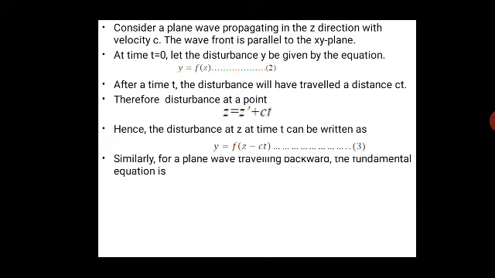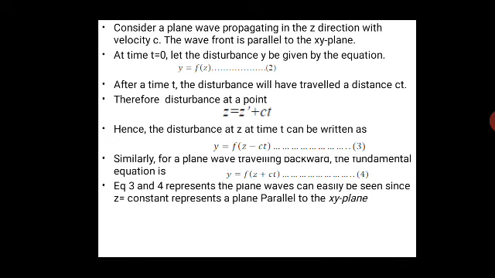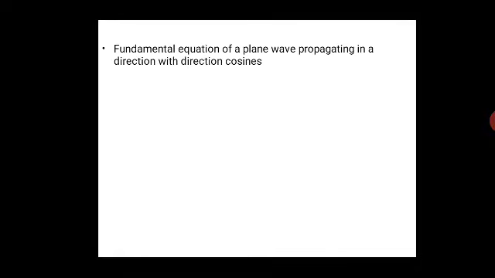Similarly, for a plane wave traveling backward, the fundamental equation can be written as y is equal to f of (z plus ct). Now equations 3 and 4 represent plane waves, since z equal to a constant value represents a plane parallel to the xy plane. Therefore, the fundamental equation of a plane wave propagating in a direction with direction cosines l, m, n can be written as y is equal to f of (lx plus my plus nz minus ct).